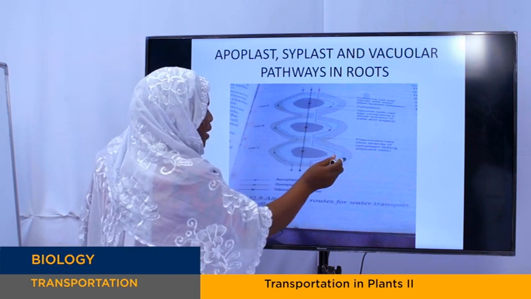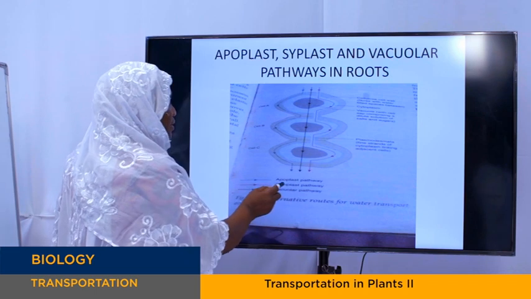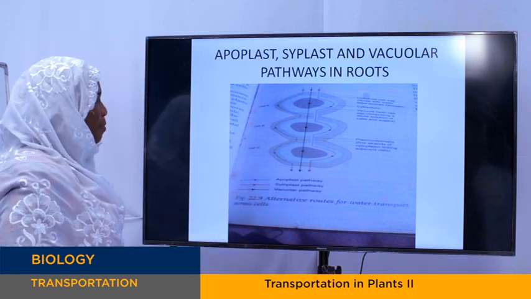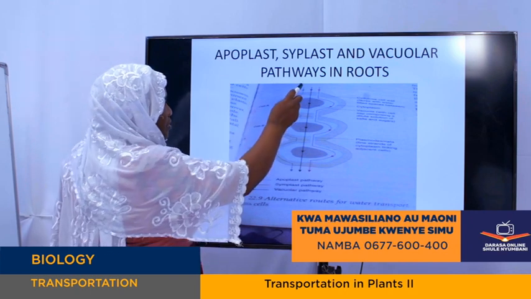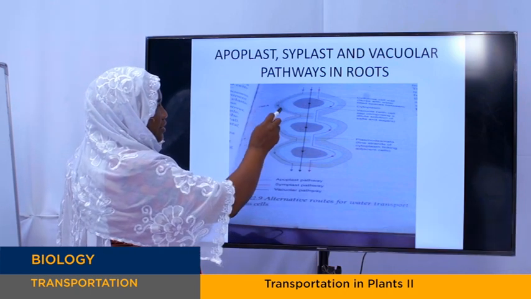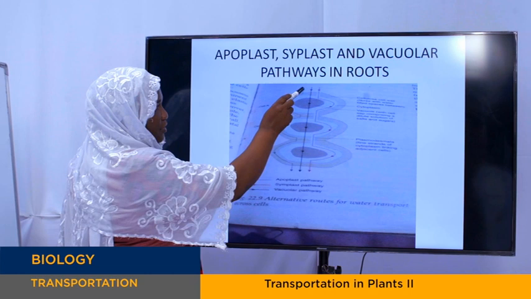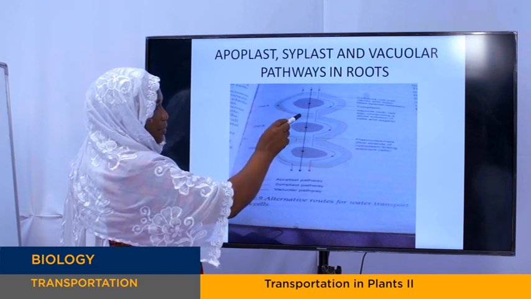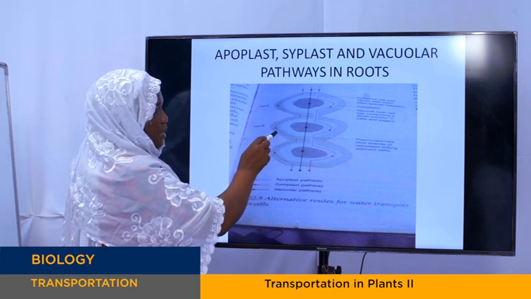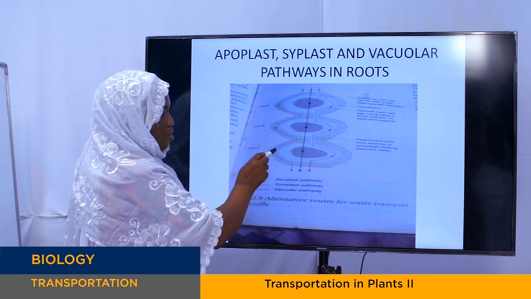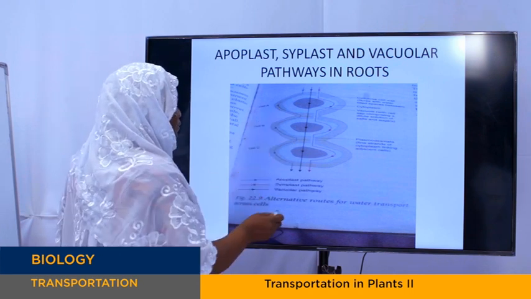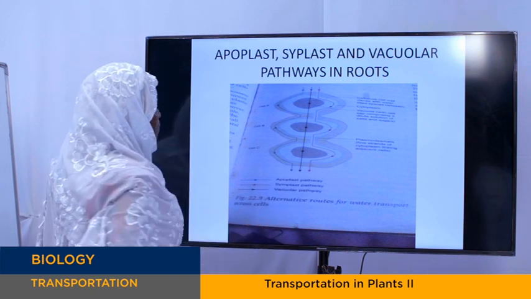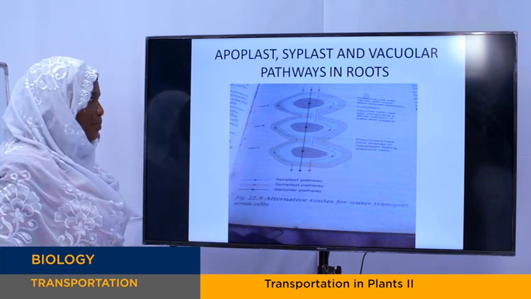Therefore, this way is what is called the symplast pathway. And the last one moves through the cell wall, from cell wall A, then to cell wall B, then to cell wall C. This pathway is what is known as the apoplast pathway.